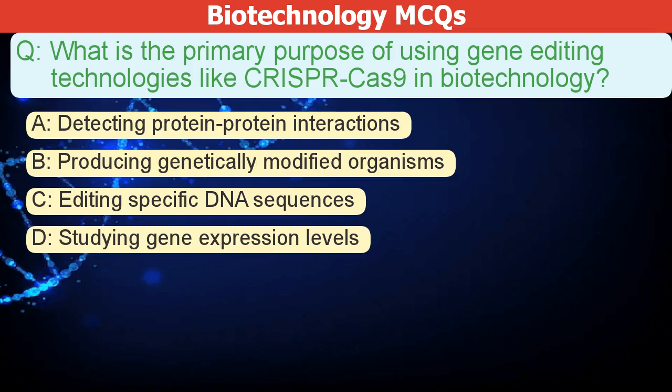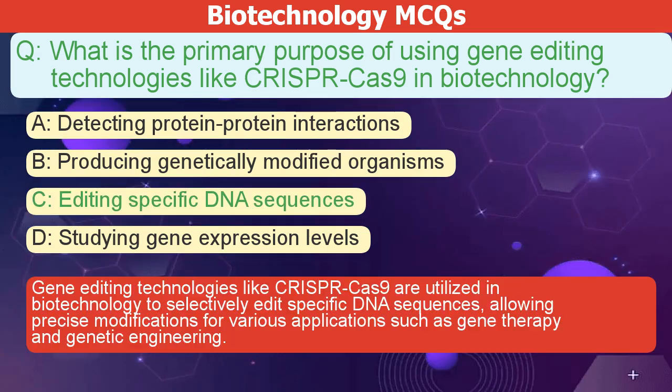What is the primary purpose of using gene editing technologies like CRISPR-Cas9 in biotechnology? A. Detecting protein-protein interactions. B. Producing genetically modified organisms. C. Editing specific DNA sequences. D. Studying gene expression levels. The correct answer is C.